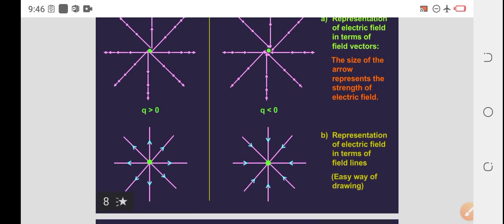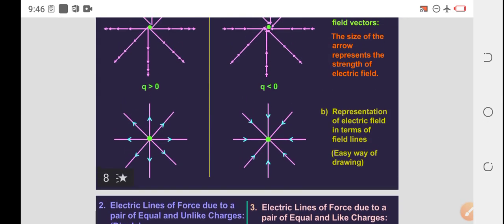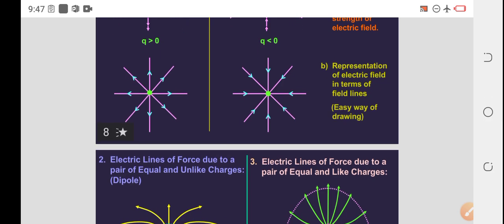You can see here in figure B, a representation of the electric field in terms of field lines. In the left side figure, the field lines are moving away from the center, and in the right side figure, the field lines are moving toward the center. If the charge is greater than 0, the field lines move away from the center. If the charge is less than 0, the field lines move toward the center.